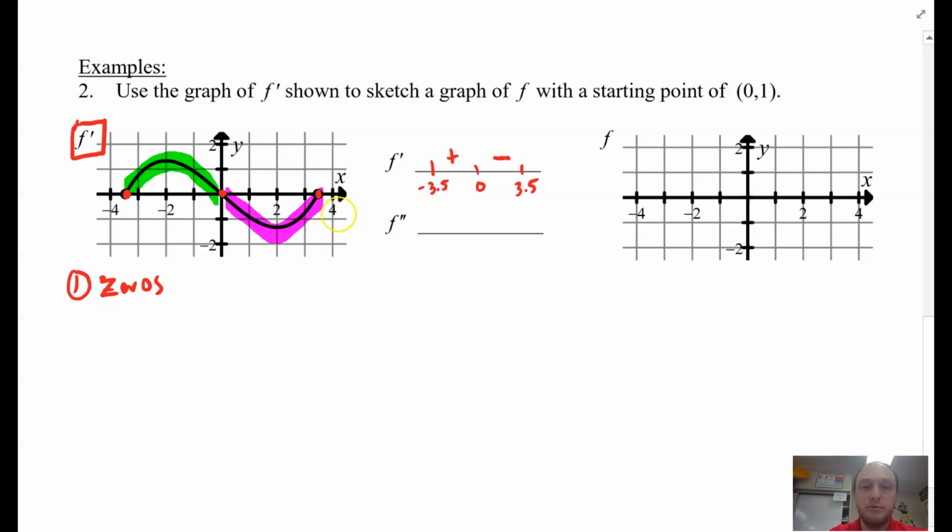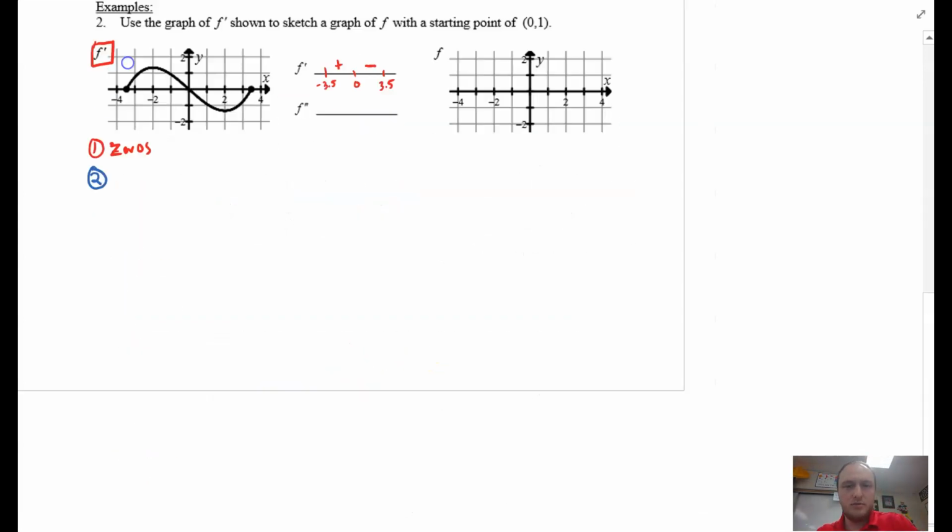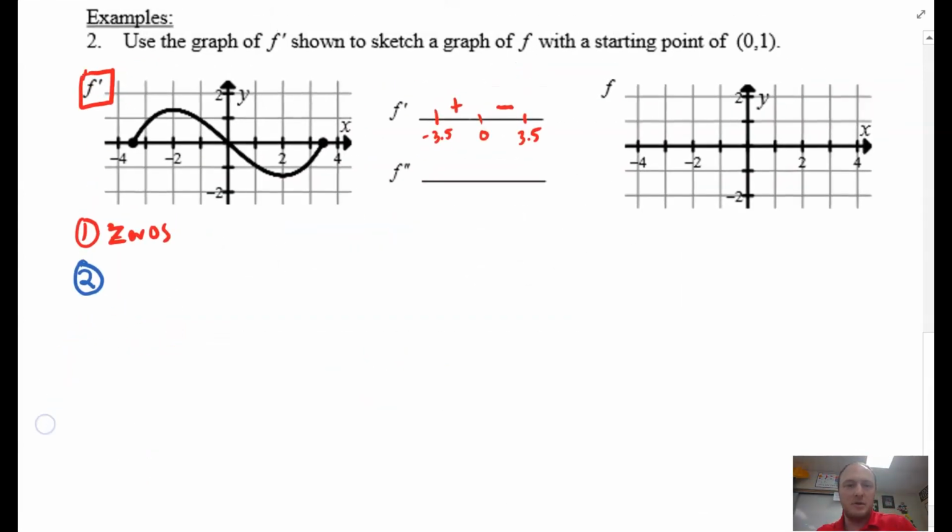Now we are going to analyze the slope for f double prime. Here is where we analyze the slope. I'm going to go ahead and look at this. Control Z. Okay, I'm going to look.